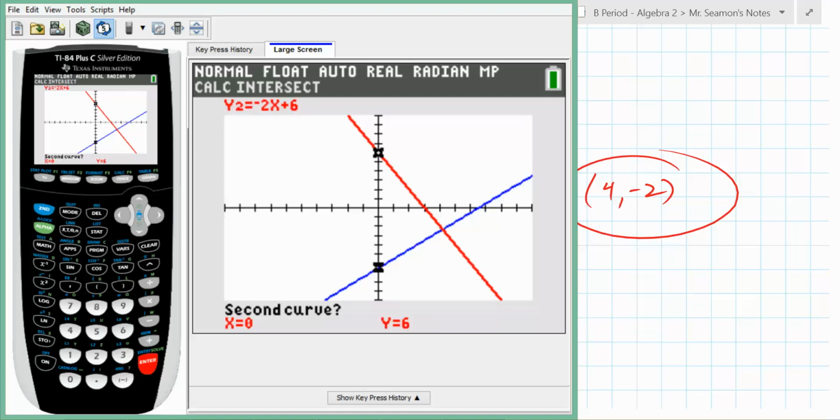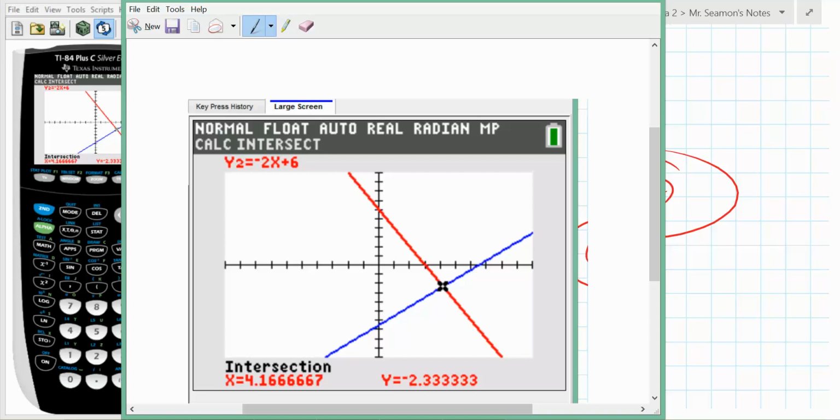I hit enter, and then where's the second one? I hit enter, and then what's it ask me for? The guess. So you move your cursor near or close-ish. It doesn't have to be right on top of it. I'm gonna move it all the way down there. Hit enter. Great. And look what it does. It gives you, look at the bottom. What did it output for you?